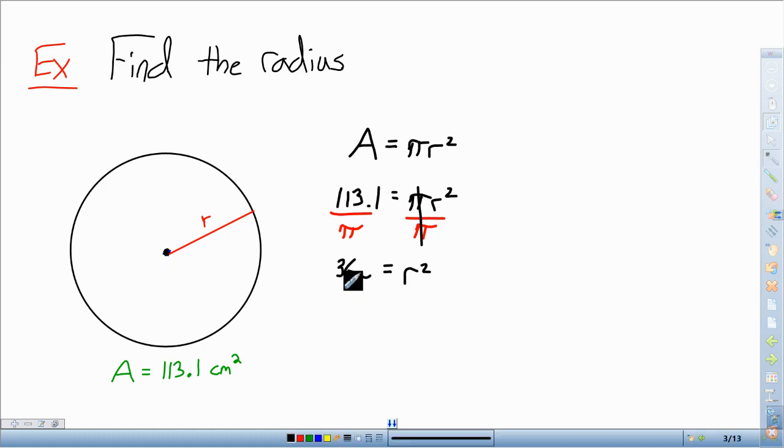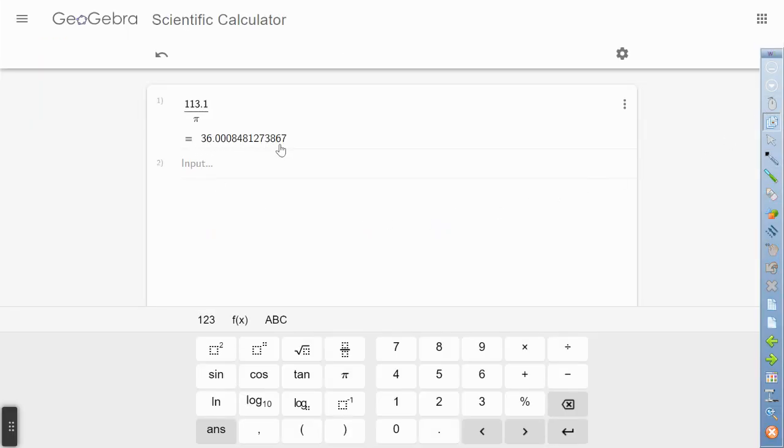And then from here, undoing squaring with square rooting, right? Square rooting both sides. All right. And on this one, you might know the square root of 36 is 6, but here's the thing. I just want to make sure our calculator gives us that. So here's what we got.